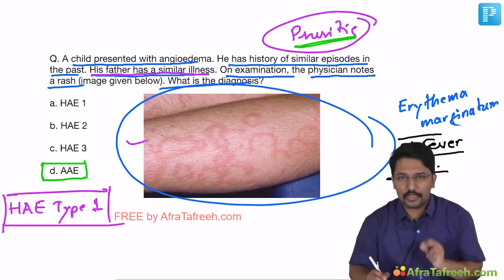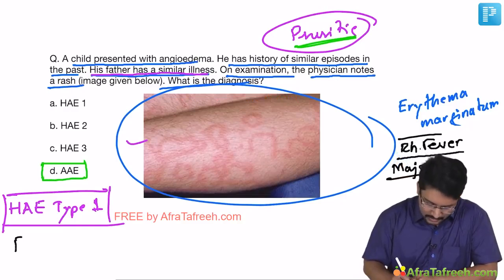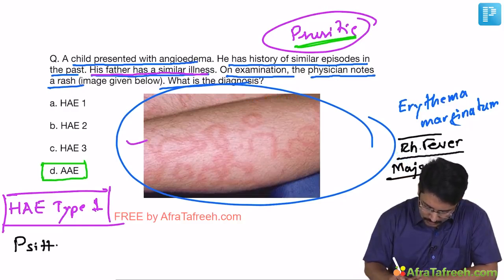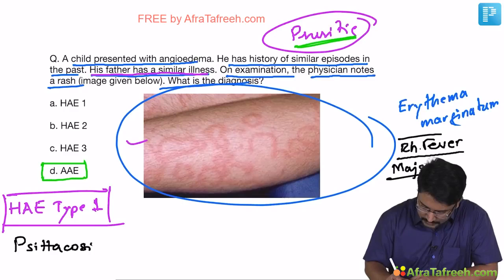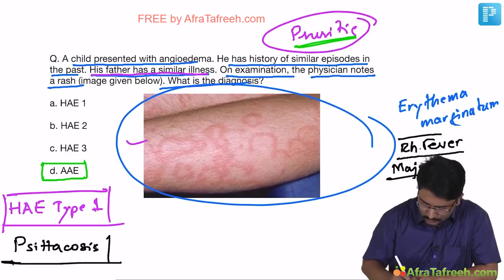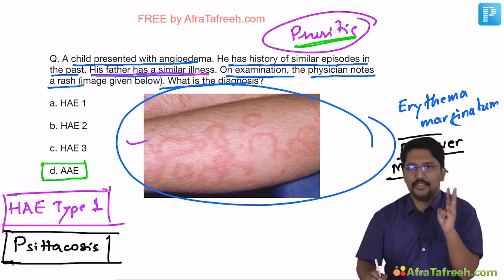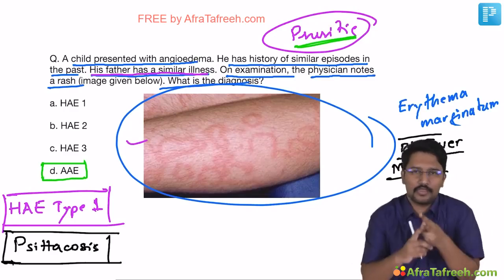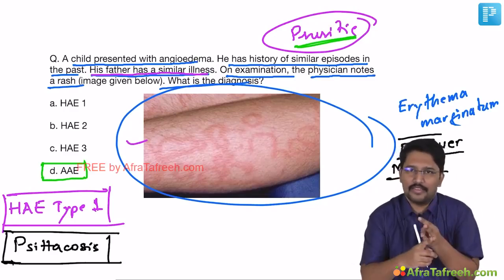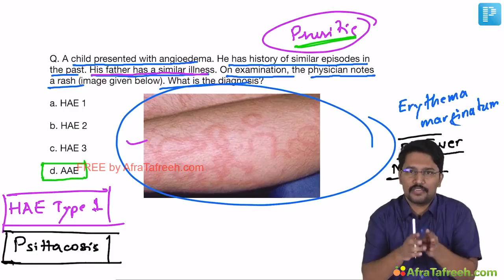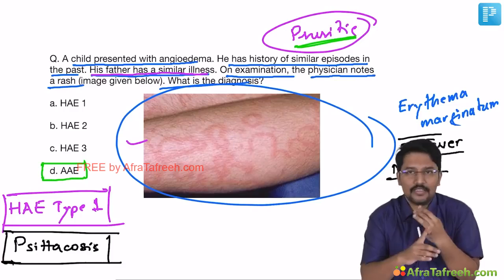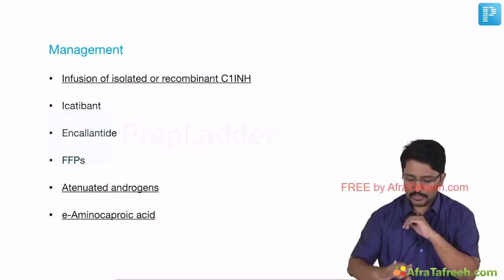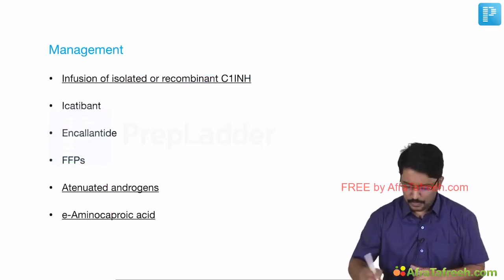Remember, another important cause for erythema marginatum, if there is a question asking which of the following is an infectious cause for erythema marginatum, that is psittacosis. So 3 important reasons you should remember. Obviously, the first one, rheumatic fever. Second is hereditary angioedema, specifically type 1. And third is psittacosis. Now let us look into the management.